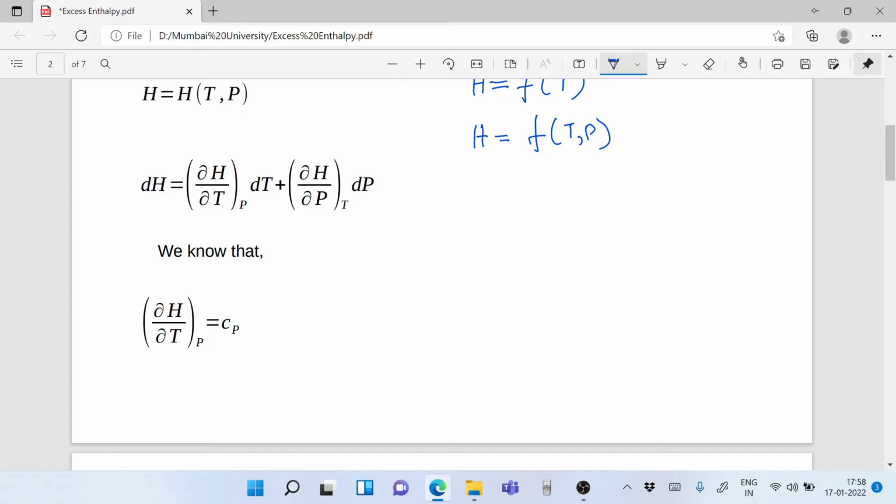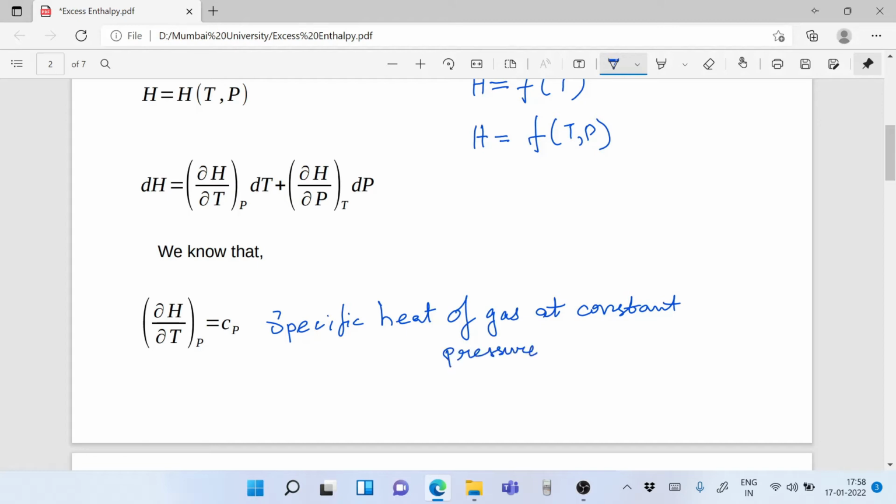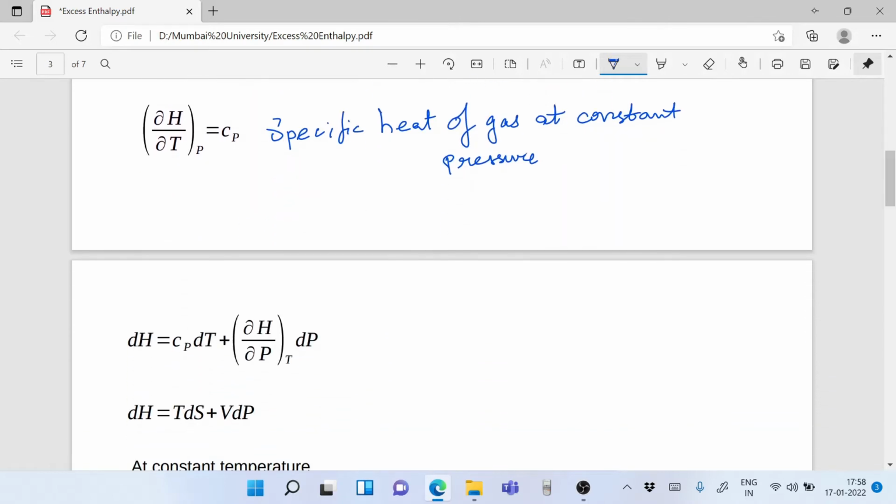Now Cp here is the specific heat of gas at constant pressure. So this is what it is. At constant pressure, the change in enthalpy with respect to temperature is Cp. It's the specific heat of the gas at constant pressure. So we can replace that now. We can write dH is equal to Cp dT plus dou H by dou P at T dP.